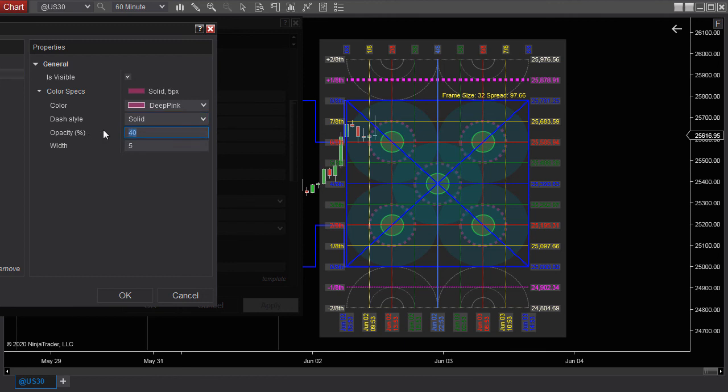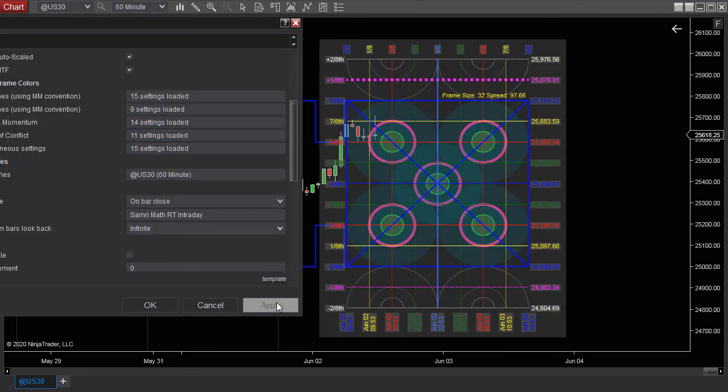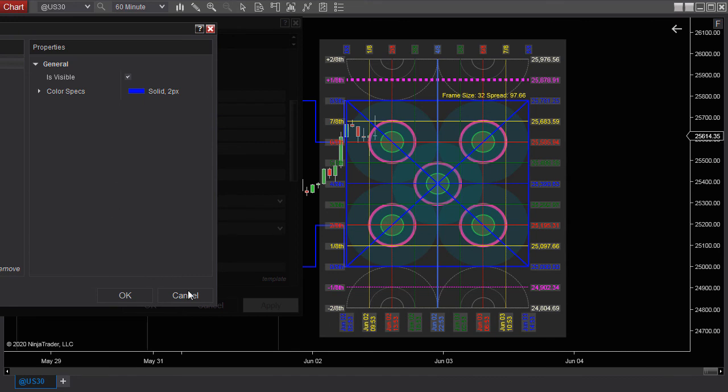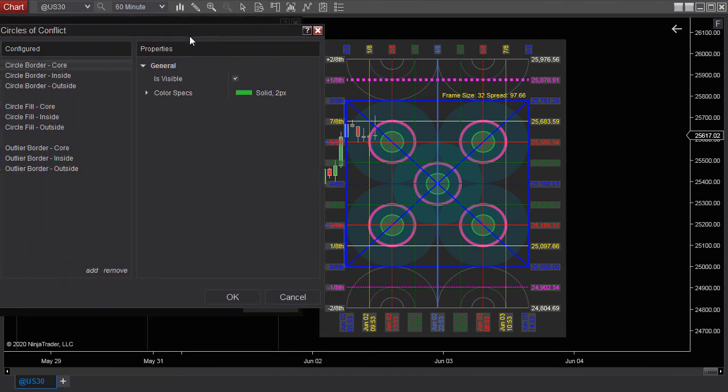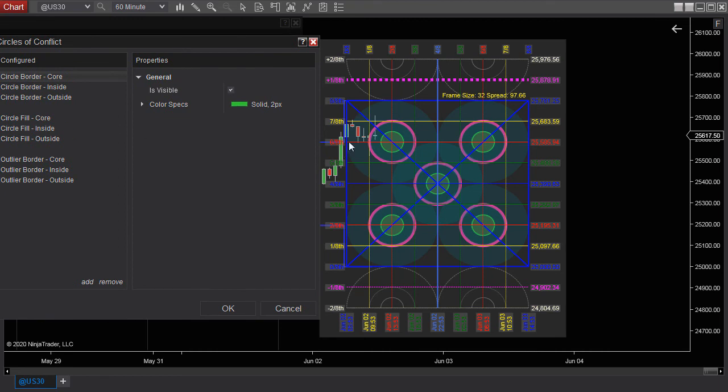Solid, and give me full 100% opacity so that we see them really clearly now. See those lines in pink? The same way, you can set the fill, the color which fills those circles.